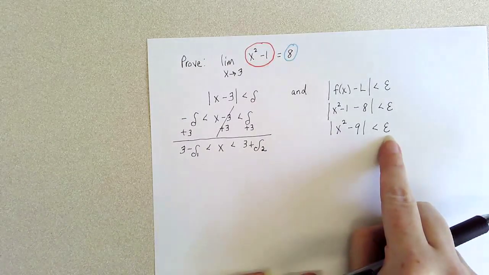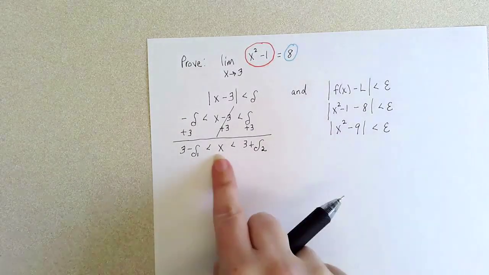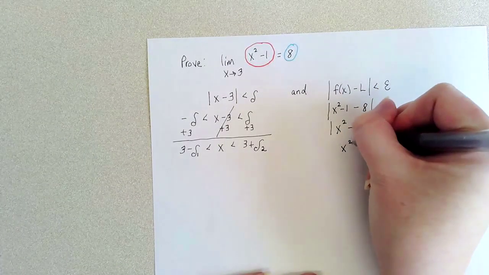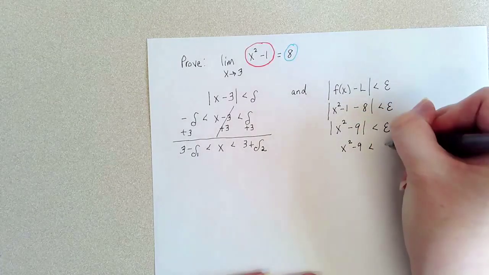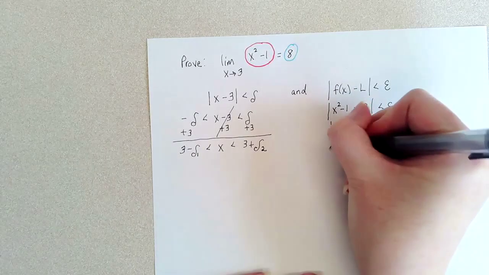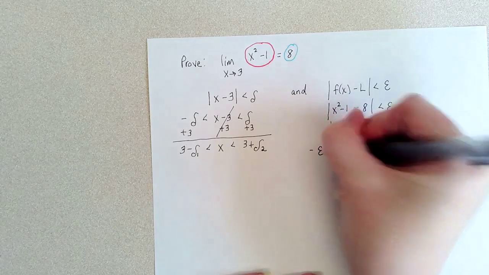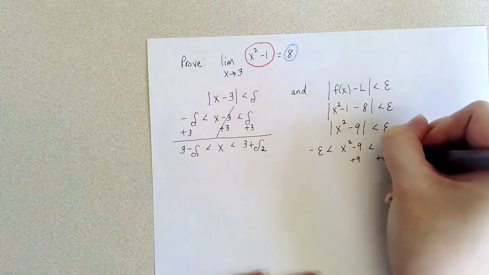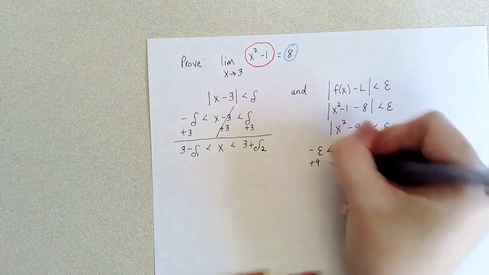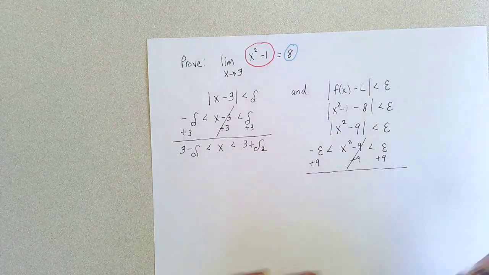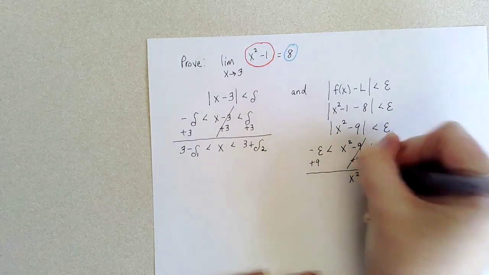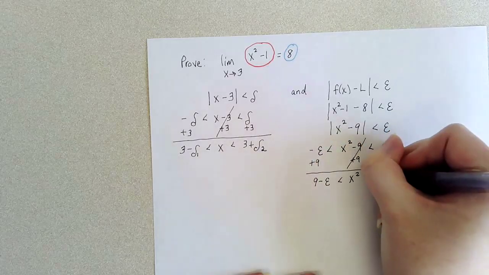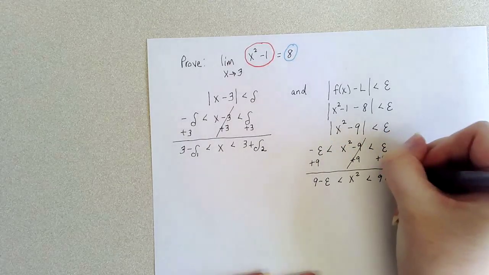Now I'm going to pick up where I left off over here and get this solved for x in the middle by taking off the absolute value brackets again. So we're going to write x squared minus 9 is less than epsilon. And then I need to put negative epsilon over on this side. I'm going to add 9 everywhere. And so that's going to give me that x squared is greater than 9 minus epsilon, but less than 9 plus epsilon.